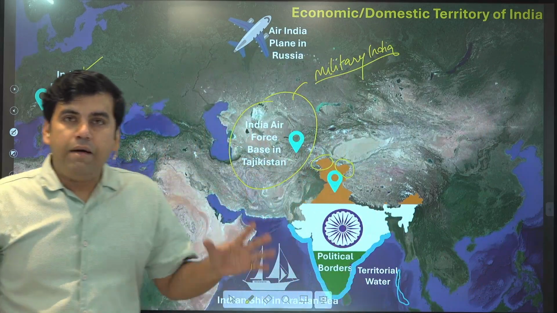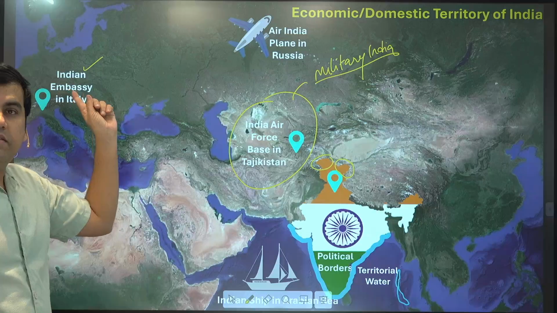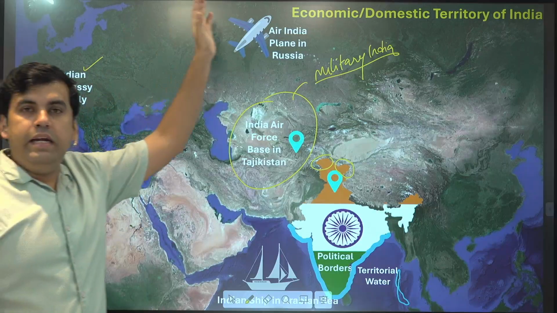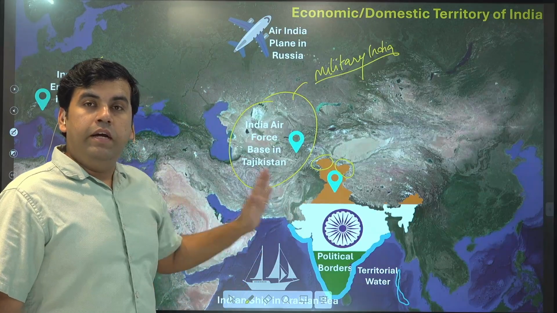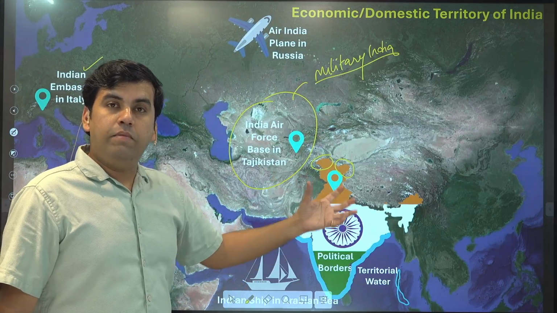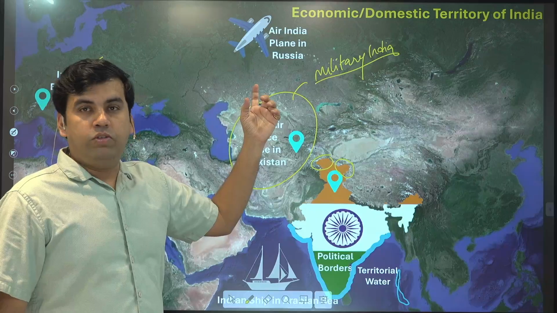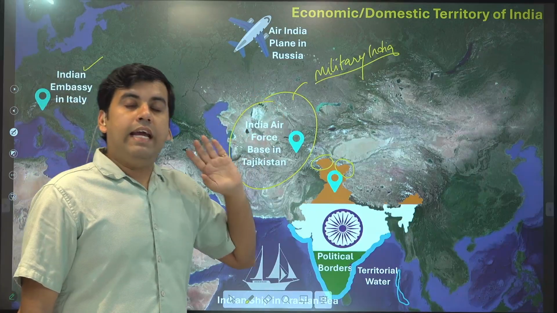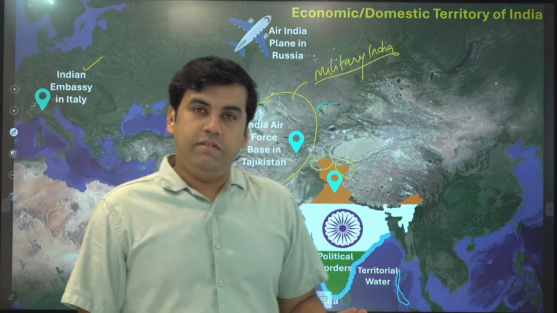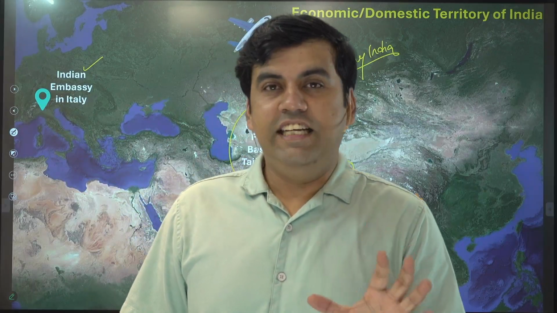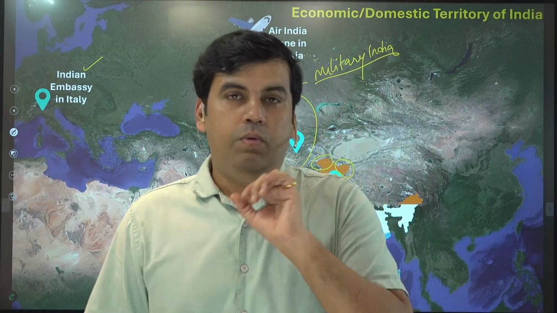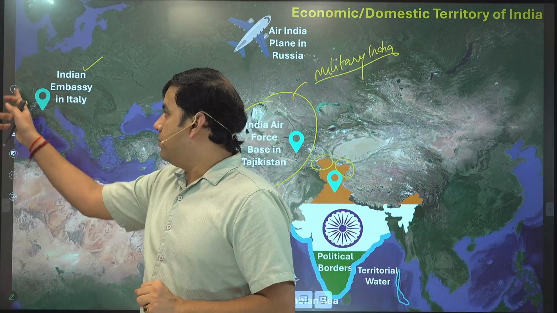So I think this map will clarify that: Indian embassies outside, Indian airplanes outside India, Indian ships, territorial water, the political boundary, military establishments outside India. Any economic activity that takes place in these areas will be included in India's GDP. Now, coming back to that table.